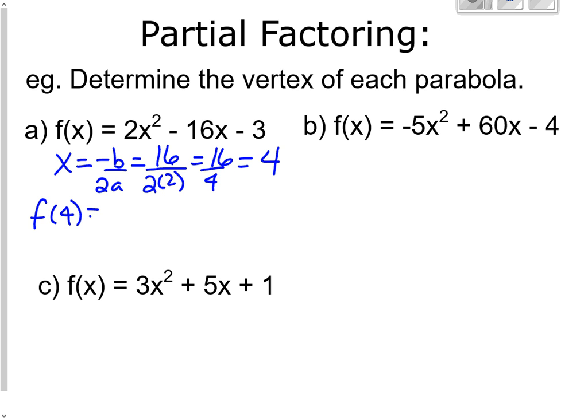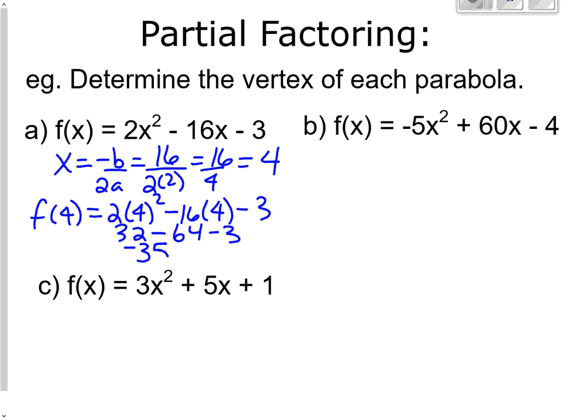And if I find f of 4, I get 2 times 4 squared, minus 16 times 4, minus 3. So 4 squared is 16 times 2, which is 32. And then 16 times 4, which is going to be 64, minus 3, which is negative 32, which I think ends up as negative 35. I'm just doing some mental math here, so hopefully I'm right. So this means my vertex is at 4, comma, negative 35.